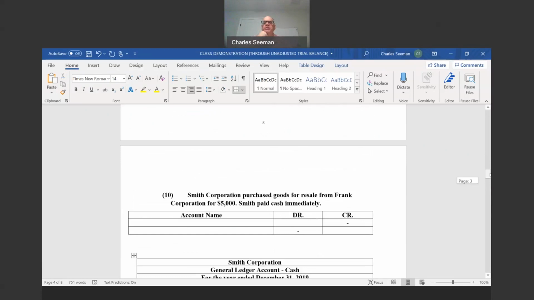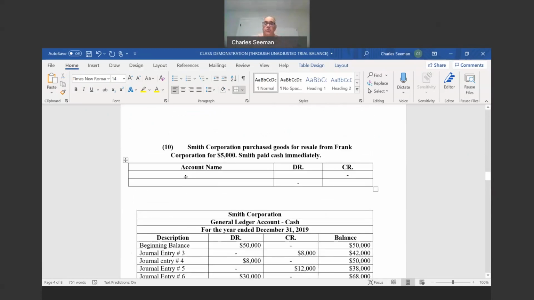Smith purchased for resale, but this time paid cash. Good. It's inventory. So I'm getting additional goods for resale. My inventory is an asset, a resource owned and used by the business. And assets are on the left side of the increase. I paid them in cash.